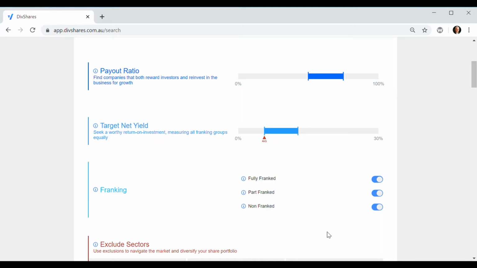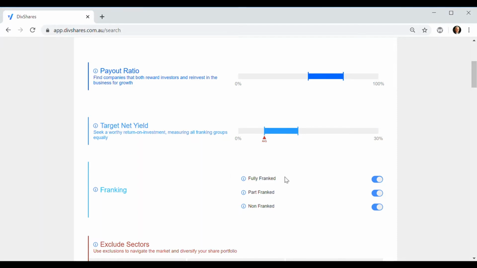The next 2 filters are related to franking, which is unique to the Australian and New Zealand share markets. Franking is a tax rebate issued to investors when a company pays tax on its earnings before distributing dividends. There are 3 levels of franking.